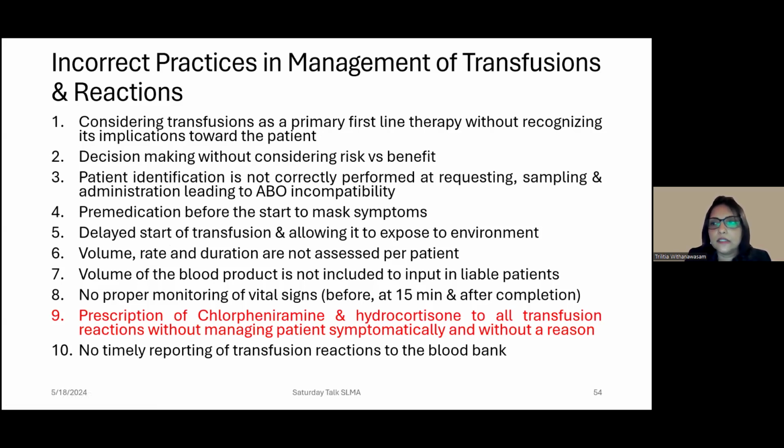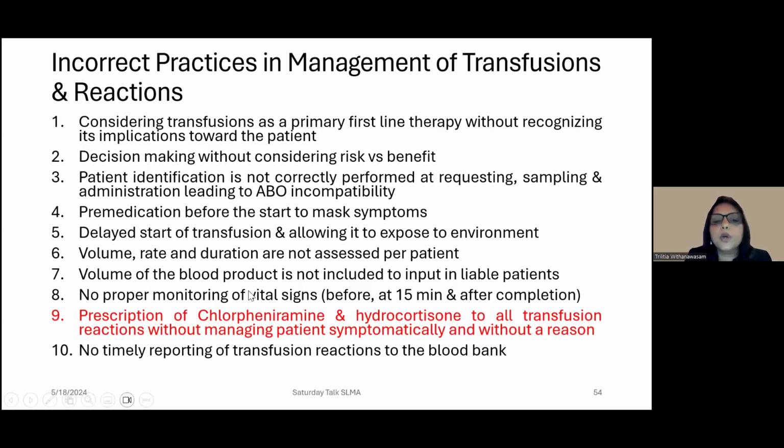I recommend, or I consider, that it should be customized to the patient, because their tolerance varies, and it does vary. And the volume of the product should be included in the input in the risk patients. For that, you have to identify who are the risk categories.